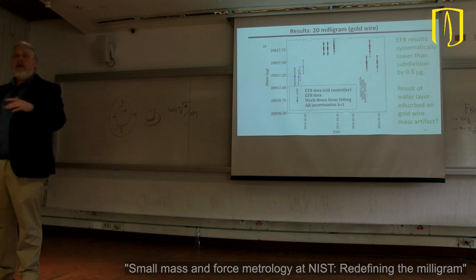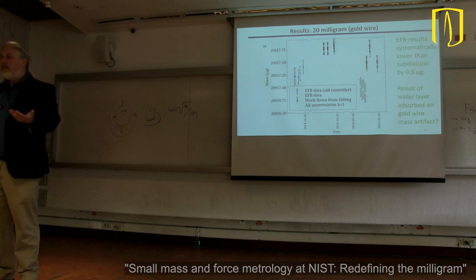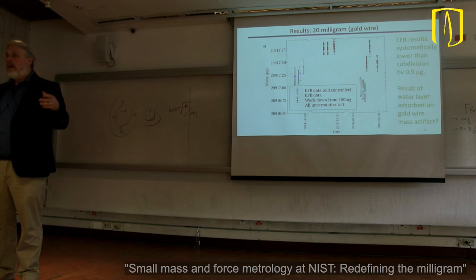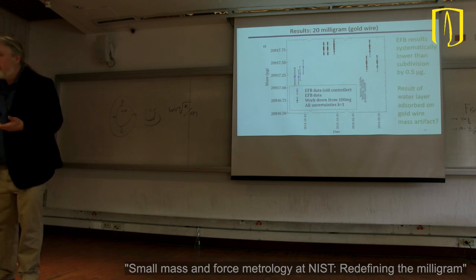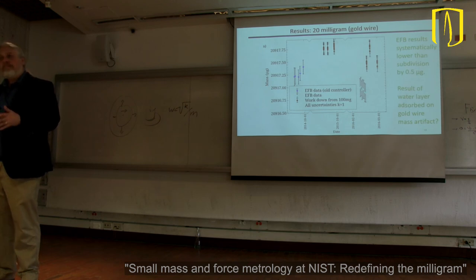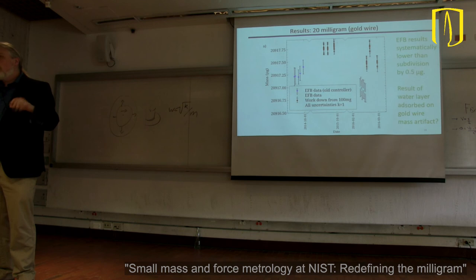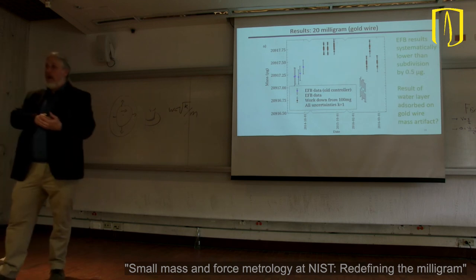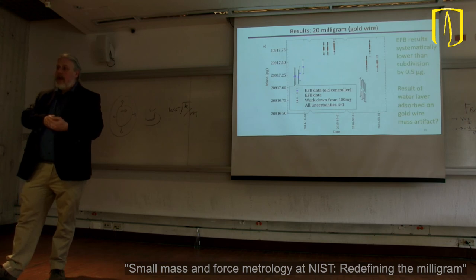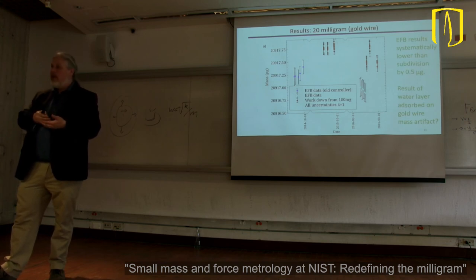I saw people doing experiments with AFM where they would go at 80% humidity and image the surface of gold, and they find pools, essentially, on the surface. So it's very important how you prepare the surface of the gold. With the buoyancy correction, you can know exactly what that is. You can characterize that very well. And if you measure the temperature, pressure, and humidity, you can at least know what that is predictably.